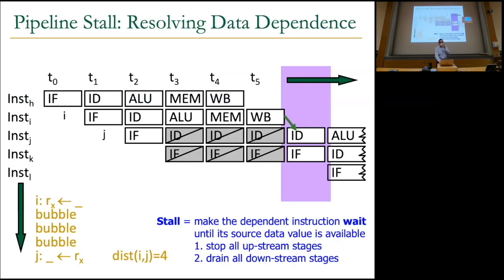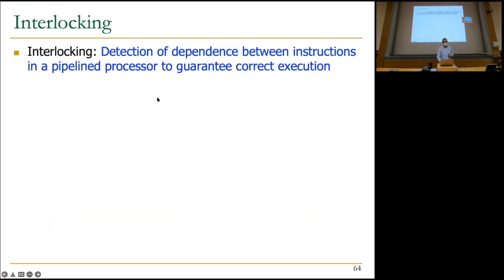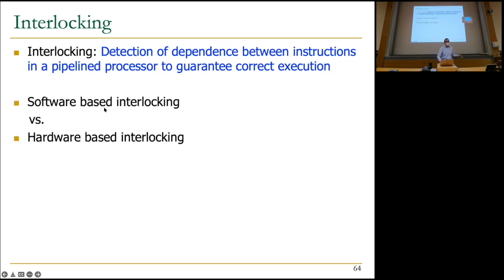So let's talk about interlocking. Interlocking is the idea of detecting the data dependence, basically. It can be done in hardware or software. Basically, you detect the dependence between instructions in a pipeline processor to guarantee correct execution. There are software-based interlocking mechanisms and hardware-based interlocking. We're going to talk about the hardware-based first.